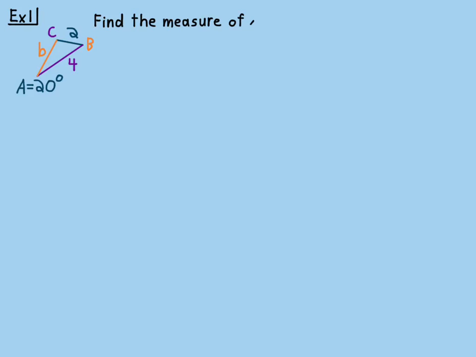So I'm going to do 3 examples for you using the law of sines and the law of cosines. The first example is find the measure of the angle B. And you can see here I've been given 20 degrees for angle A, and I've been given the length of the side opposite angle A. So it kind of looks like the law of sines here, where I'll take the ratio of these two sides.